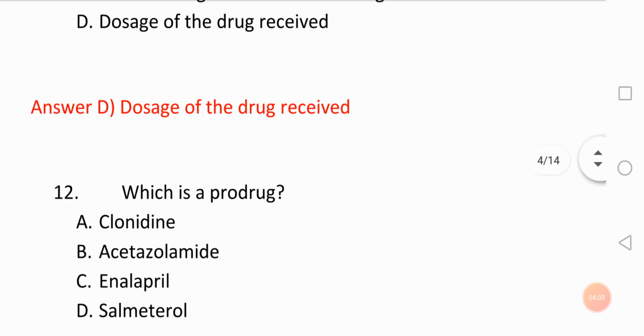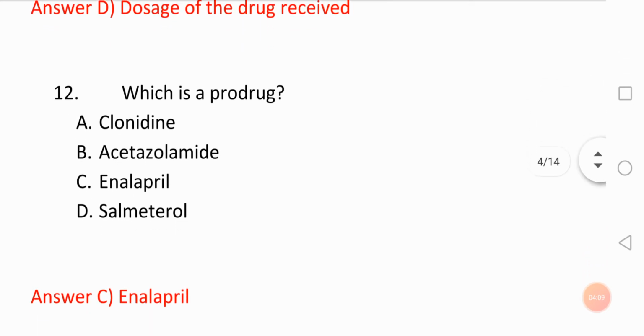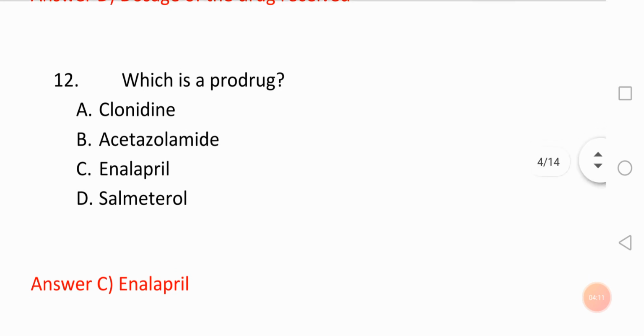12th question, which is a prodrug? A. Clonidine, B. Acetazolamide, C. Enalapril, and D. Salmeterol. And the answer is C part, enalapril.